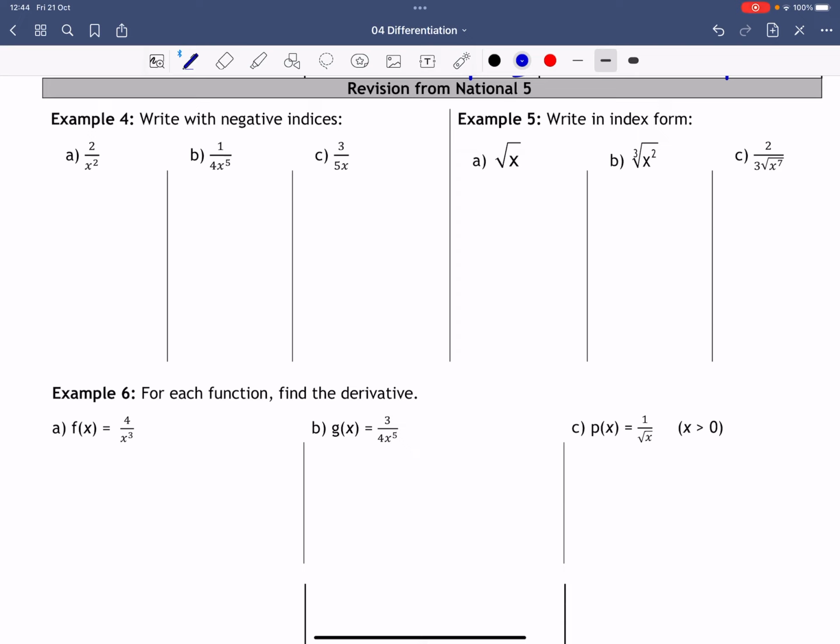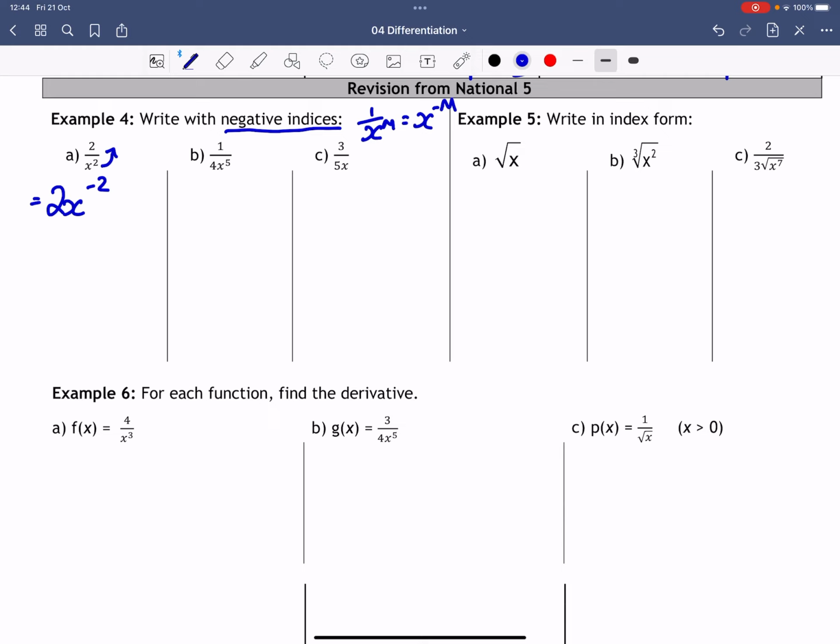So I'm going to look at example 4a just now. We have 2 over x squared. So if I want to write that with a negative power, I'm going to use the index law that says 1 over x to the m is x to the power minus m. So that would just give me 2x to the power minus 2. So all I'm doing is taking the x up and I'm making the positive power into a negative power when it goes up to multiply.